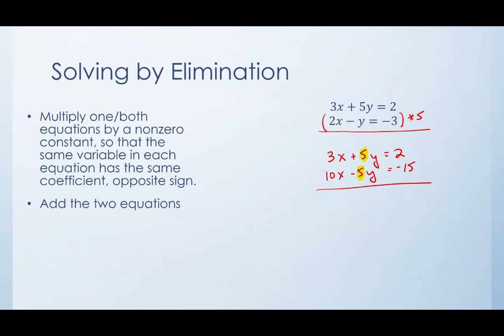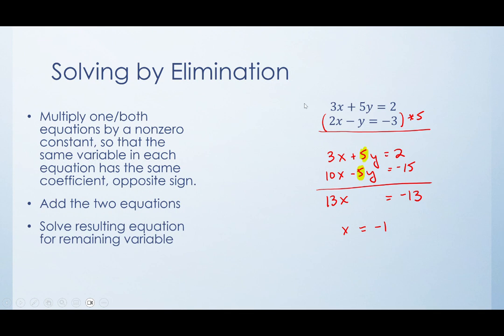All right, so we're going to have 10x plus 3x is going to be 13x. The y's are going to cancel, and I've got 2 minus 15, so that'll be negative 13. And then obviously we're going to divide by 13 on both sides. We're going to get x equals negative 1. So that's good. We're halfway there.